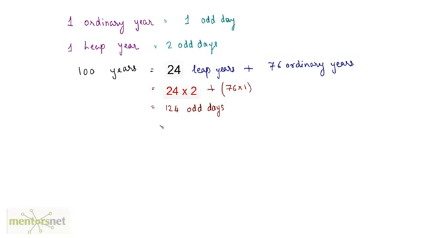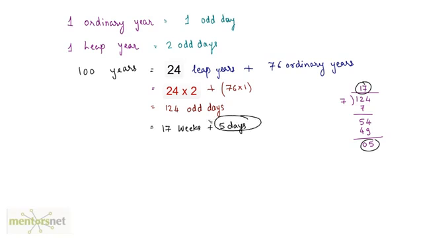But this is not the correct number of odd days in 100 years, because 124 can be converted into weeks and some odd days as well. So let us divide 124 by 7 to calculate how many weeks 124 days contain. So 124 days can be written as 17 weeks and 5 days. So the total number of odd days in 100 years is 5 days.